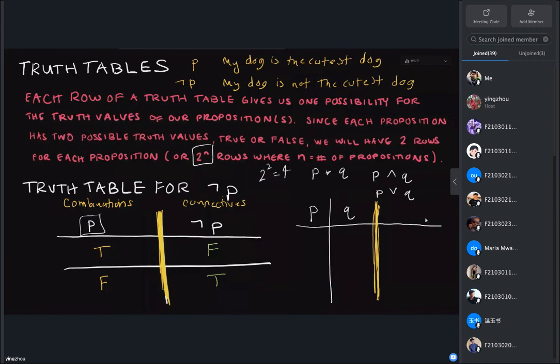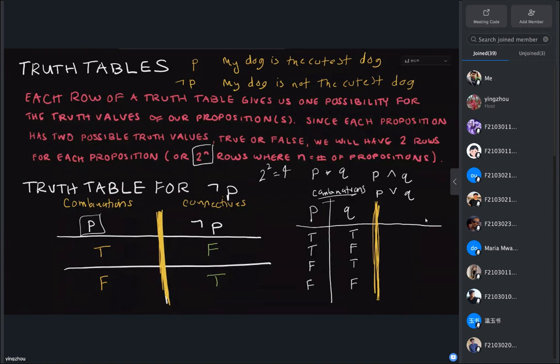Here's the best way to go about this. If I've got P and Q here, then P could be true and Q could be true. P could be true and Q could be false. Then it's also a possibility that P is false and Q is true, or P is false and Q is false. So notice on the left side, which has two columns, these are my combinations.